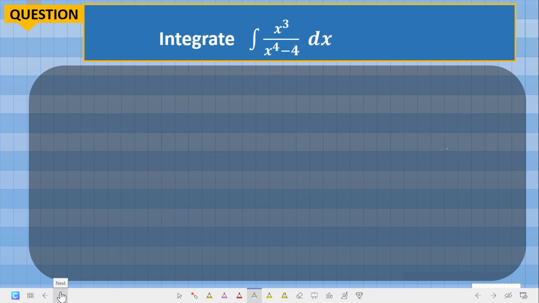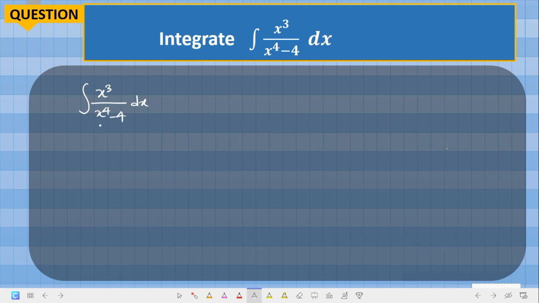The next question says integrate x raised to the power of 3 over x raised to the power of 4 minus 4 dx. So we have x raised to the power of 3 all over x raised to the power of 4 minus 4 dx. Okay, let me rewrite this.